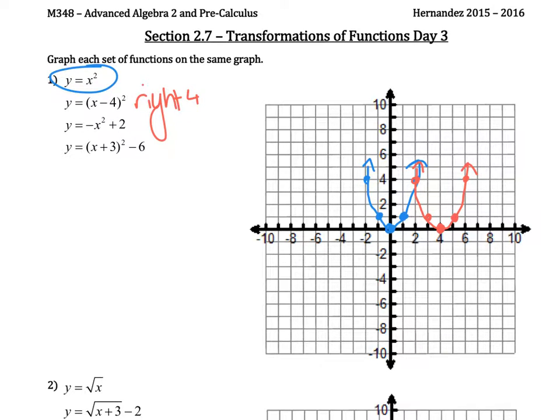Once again, if you want to make sure that you did this correctly, then just take one of the ordered pairs. So let's say we take (5, 1), plug it in, and make sure you get (5, 1).